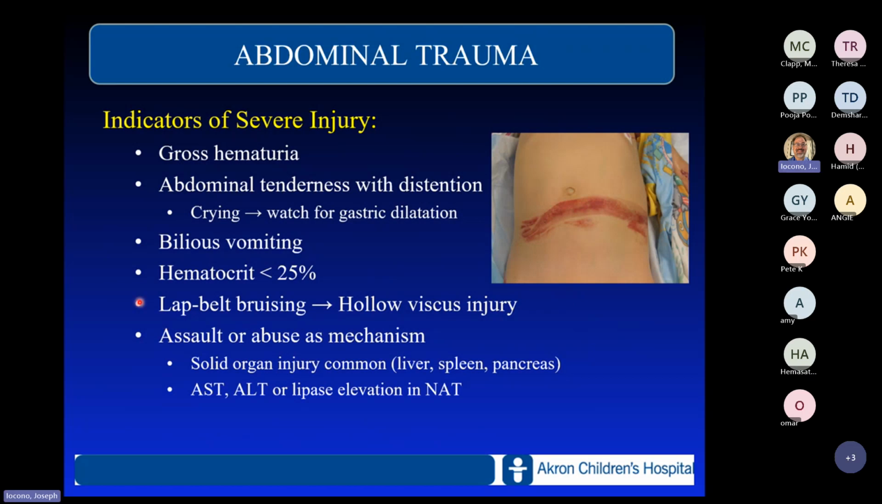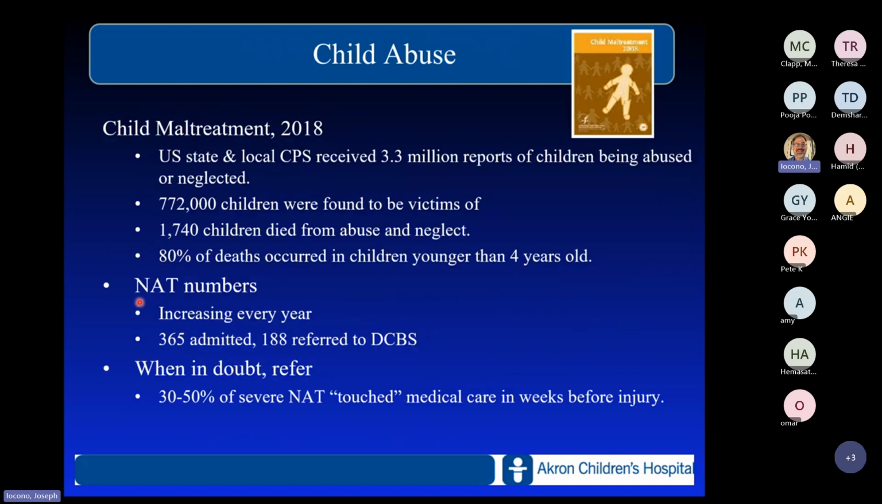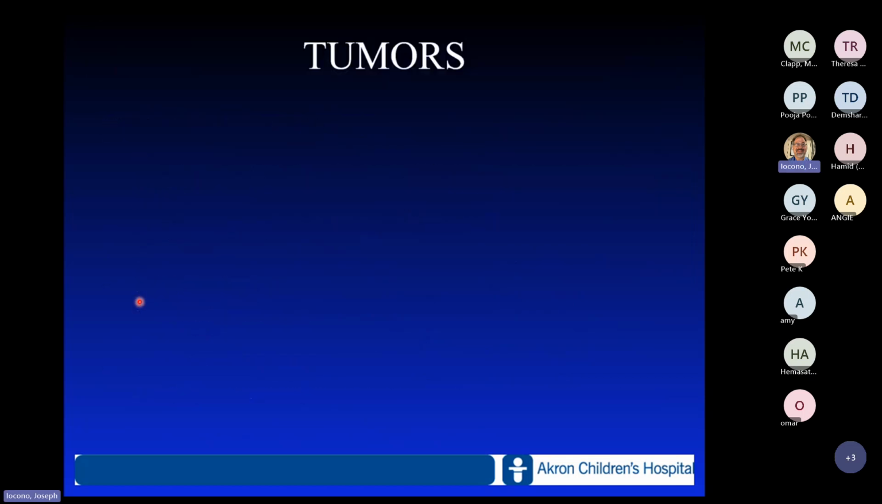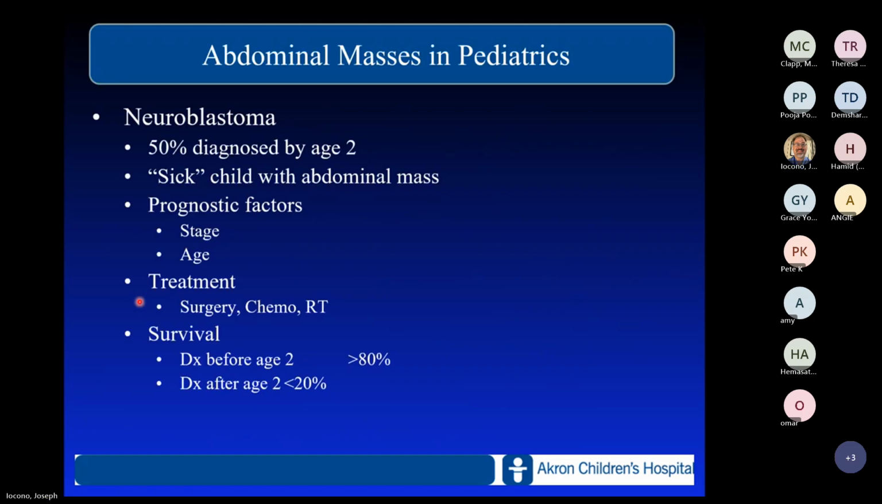Non-accidental trauma is the most common thing, unfortunately, we see anymore. Any kid less than 1 year of age with trauma needs a non-accidental trauma workup. There we go, child abuse. Last thing on this is tumors. We're actually making decent time.